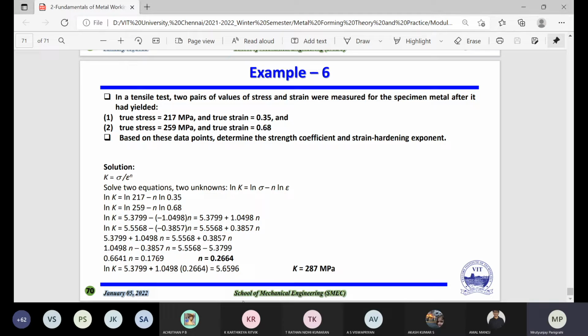Have you got n equal to 0.2664? Okay, so if you have found n equal to this value, then you can put it in any equation. For example, ln k equal to 5.3799 plus 1.0498 n, or also ln k equal to 5.5568 plus 0.3857 n. Put in any one equation, don't go for two equations, it is an unnecessary waste of time. You will find k equal to 287 megapascal. Do not forget the unit. You have to write the unit.